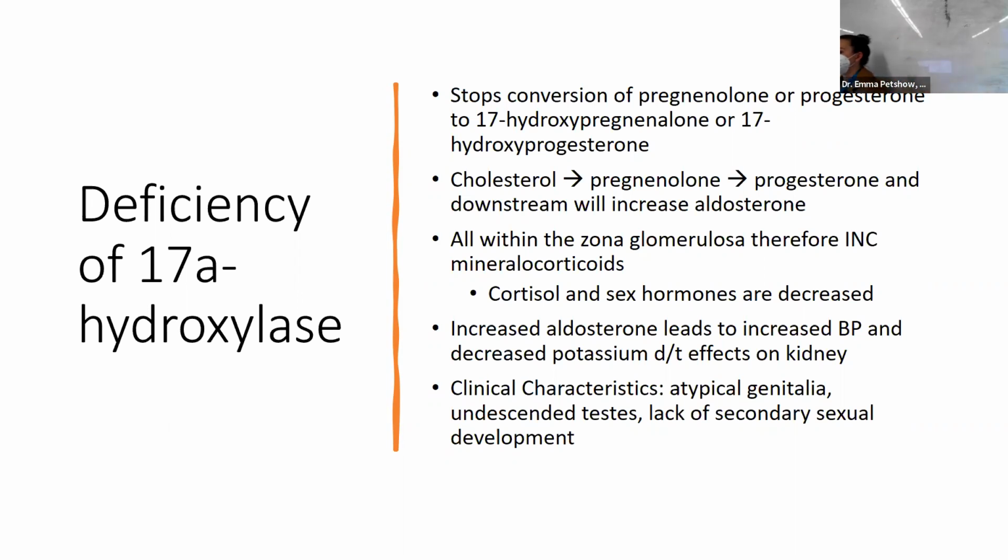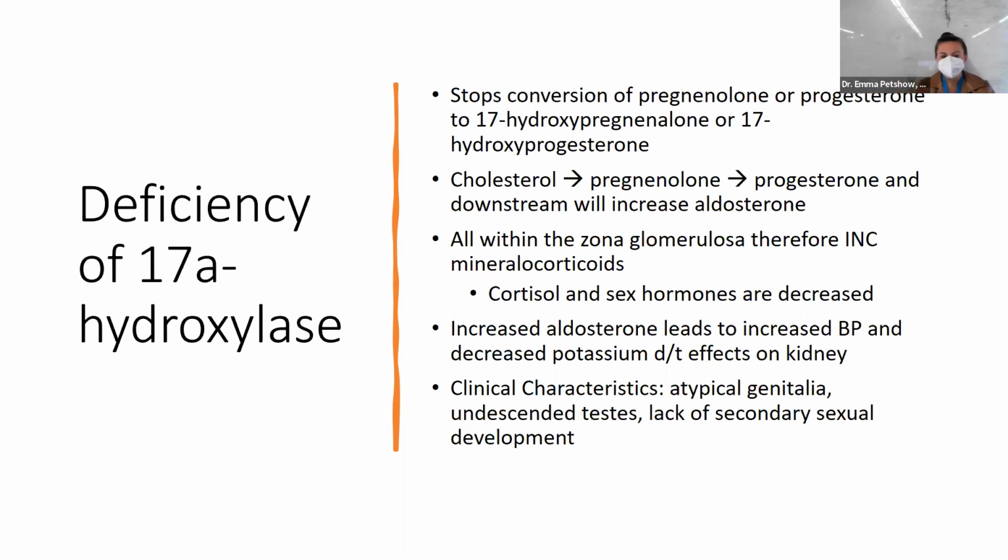So those are both going to be decreased production of both cortisol and sex hormones with the deficiency of 17-alpha hydroxylase. Increased aldosterone is going to lead to downstream effects: increased blood pressure, decreased potassium due to effects on the kidney itself. Those are going to be your downstream effects. You're going to have more aldosterone hanging out. You're going to have an increase in your blood pressure, because it's the only pathway you can shunt through in adrenal synthesis if you block this enzyme.